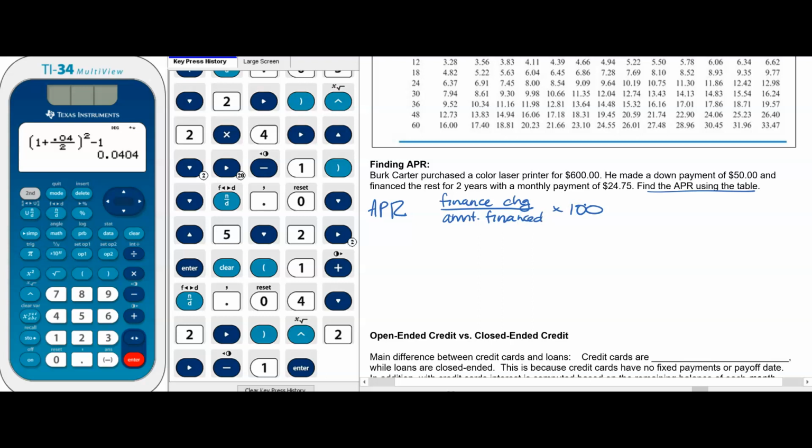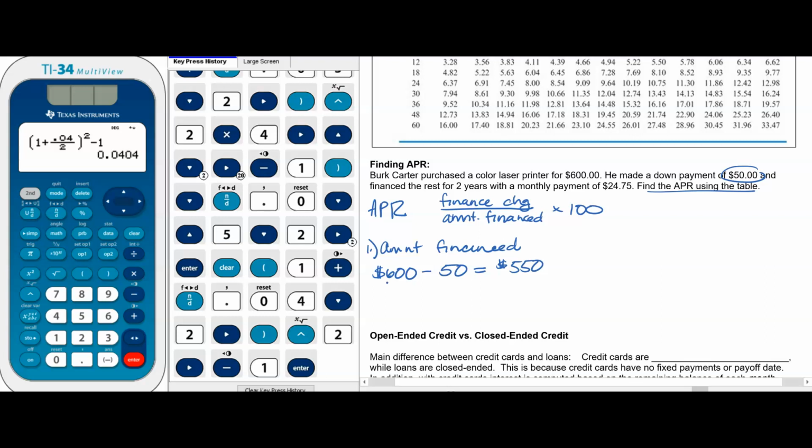That was step one. The first thing we're going to do within that formula is find out the amount financed. If the printer is $600, he could finance all of that unless he makes a down payment, which he did. So I'm going to take that off of the $600 because he doesn't need to borrow all of it. He only needs to borrow $550 since he put $50 down. So $550 is going to be the amount financed.